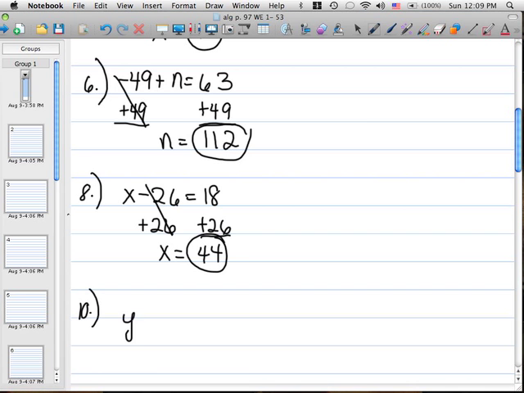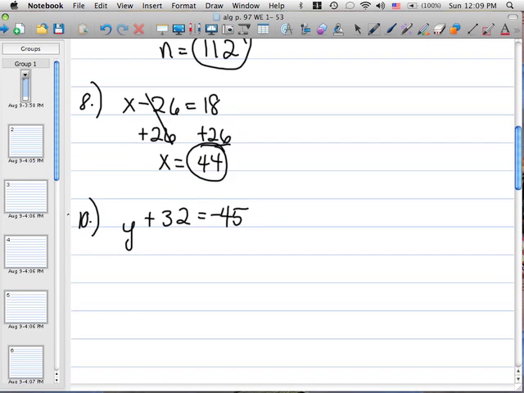Problem 10, y plus 32 equals negative 45. I'm going to solve for y, so the opposite of adding 32 is subtract 32 to get rid of that adding 32. That leaves you y equals negative 77. The signs are the same, add, keep the sign.